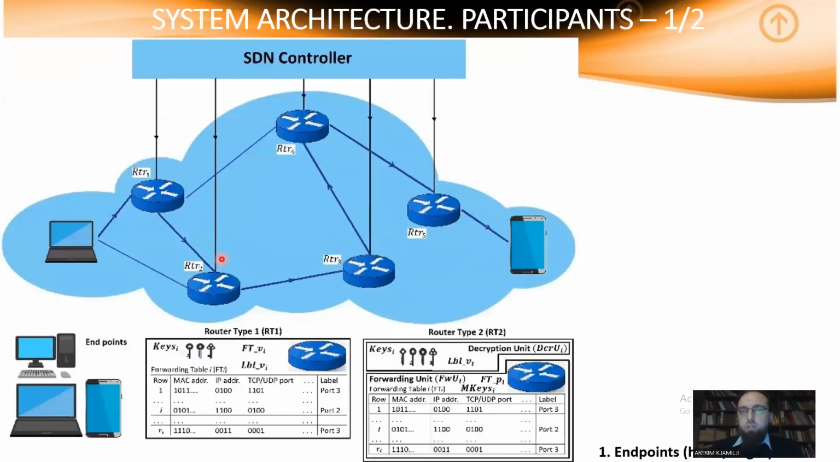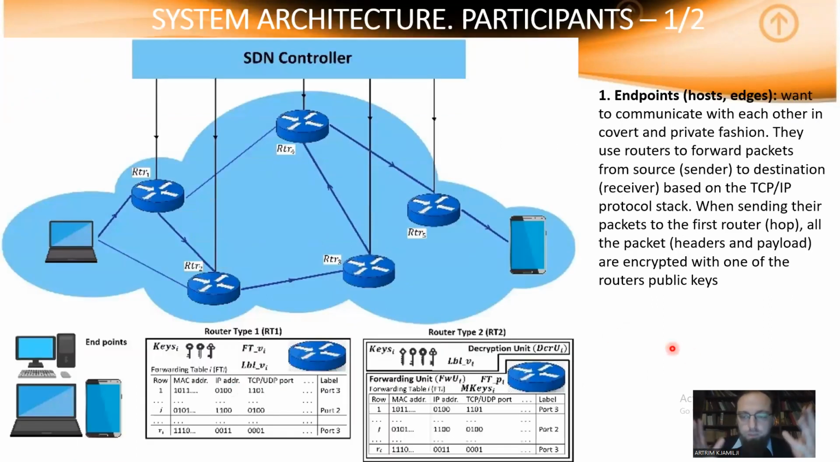So, system architecture and participants. In our architecture, we have 4 participants. Namely, we have end hosts, endpoints or edges, which want to communicate in a covert and secure fashion. Basically, they encrypt their packets when they send them to the routers, and when they do so, they use the TCP/IP protocol suite, and they encrypt not only the application payload, rather they encrypt everything, including the header fields of all of the layers.